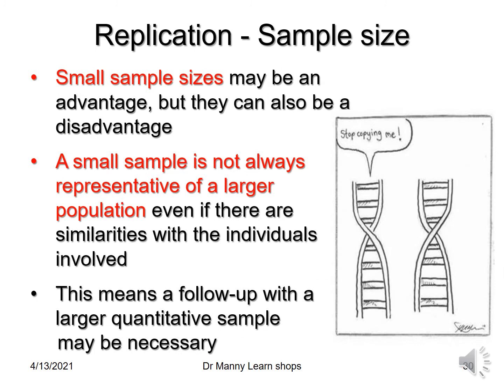Then you've got replication with sample size. As we've indicated numerous times, small sample sizes can be an advantage, but they can also be a disadvantage. A small sample isn't always representative of a larger population, even if there are similarities with the individuals involved. This means a follow-up with a larger quantitative sample may be necessary, according to some academics. However, replication isn't something that is typically required in qualitative research.